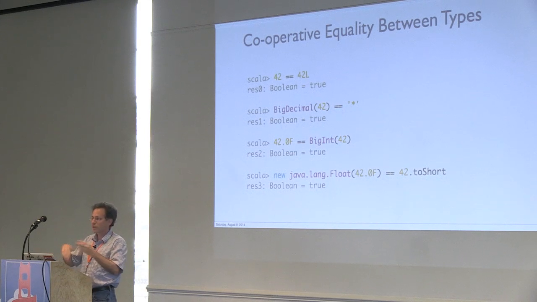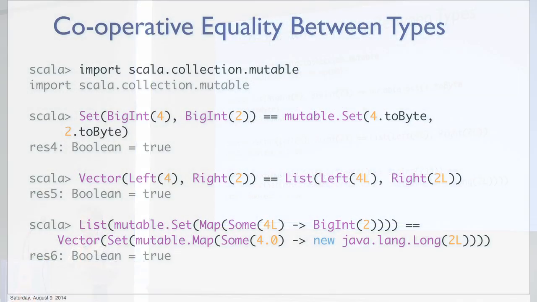So a java.lang.Float says it can be equal to a short. So it now will actually work nested. You can have these deeply nested containers, and deep down inside there could be a 4 long and a 4.0 double, and those things can still equal each other. And you don't actually have to convert anything, so it's an efficient way to compare things like that. If all you care about is the concept 42, this allows you to efficiently determine that.